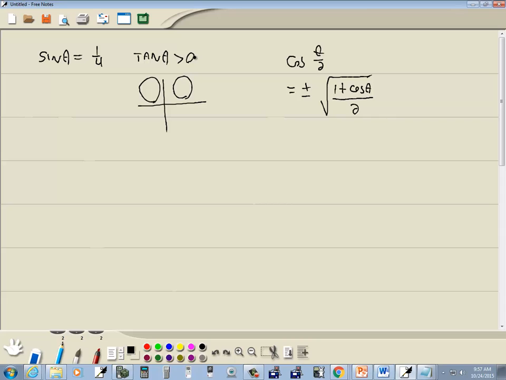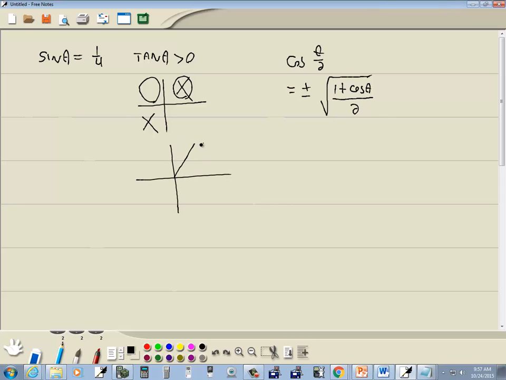Now tangent is greater than 0, so it's saying tangent is positive, and tangent is y over x. Well, y over x is positive when the signs are the same, because positive divided by positive is positive, which is this quadrant, and down in this quadrant, because a negative over negative gives you positive also. Where they're both true is quadrant 1. Okay, now that's where theta falls.